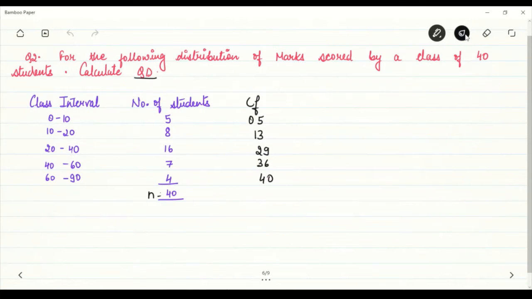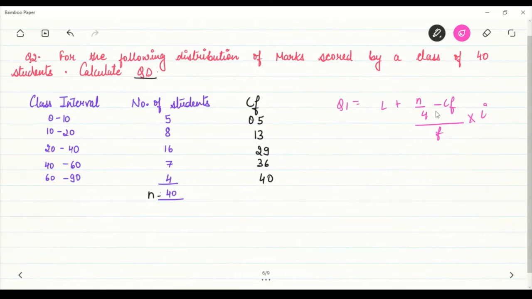So what was the formula to calculate Q1? Q1 is calculated as L plus n by 4 minus CF upon F into I, right? So we need L, that is the lower limit, N, CF, F and I. Q1 is the size of the n by 4th value in the continuous series, thus it is the size of the 10th value.